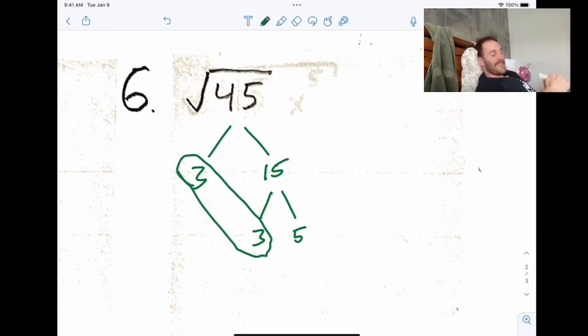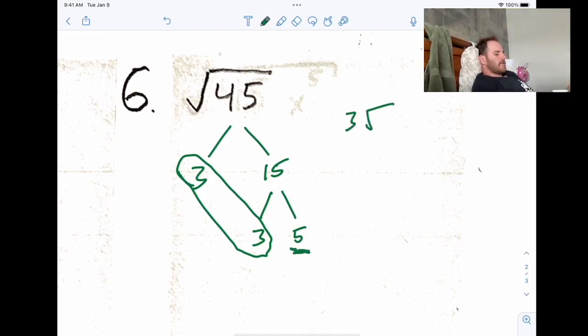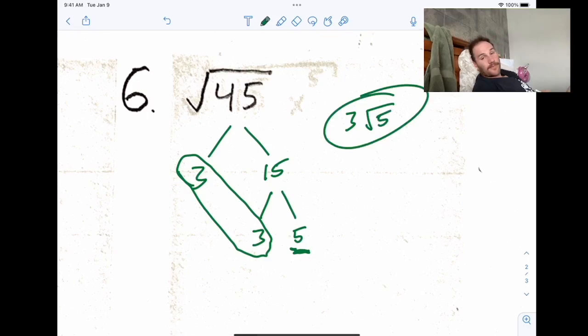Real important here, this pair, they're not at the end of the same branches, and that's okay. We don't have to be. All right, we've got a single 5. The pairs go out. The single stays in. Ta-da! We have 3 times the square root of 5.